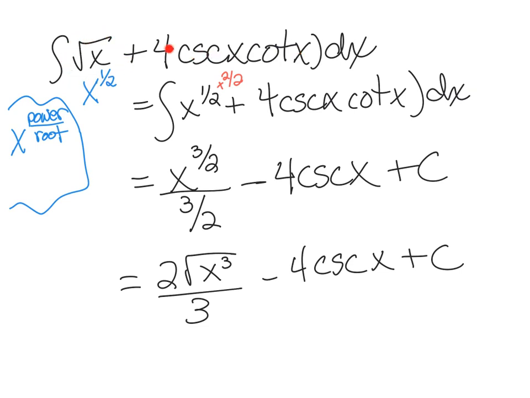This guy right here, I've got a plus 4. I ask myself, what is cosecant cotangent the derivative of? And it is the derivative of the cosecant, but it should have been negative. So that changes that sign and gives me the cosecant, and I have a plus c at the end.